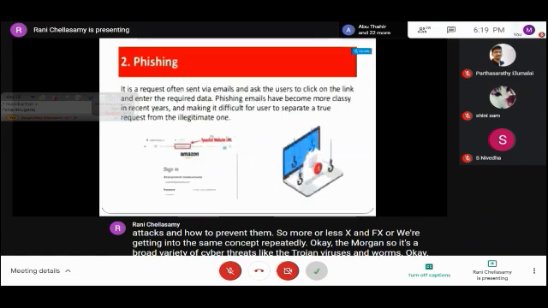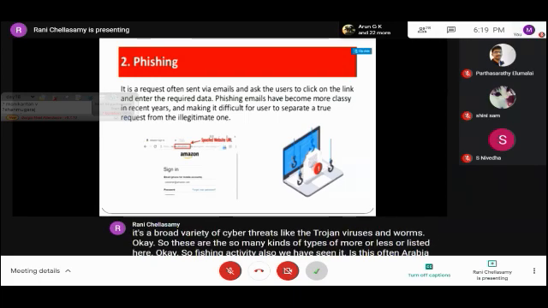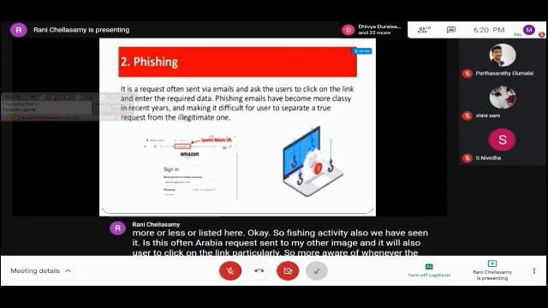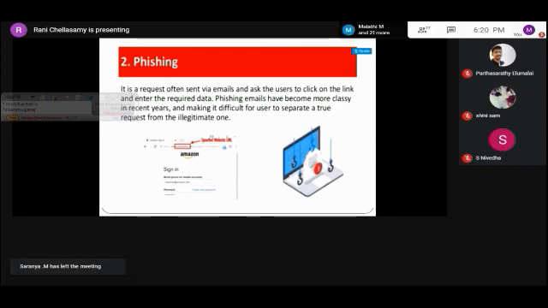Phishing activity we have also seen. It is often a request sent via email, asking the user to click on a particular link. Whenever the sender is unknown to you, do not open the email. If you get a fake link, or the link goes to a fake website, you should not follow it. If it says you have won so and so prize, and asks you to fill in forms to get the prize, that is all fake, in order to collect your personal information. That should not be encouraged, and you should be very careful while dealing with emails.